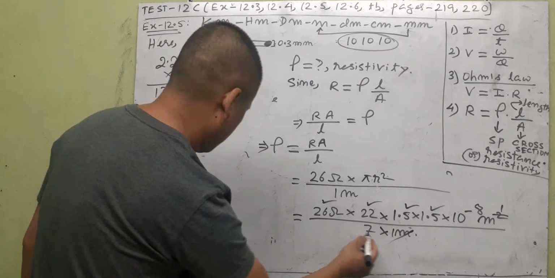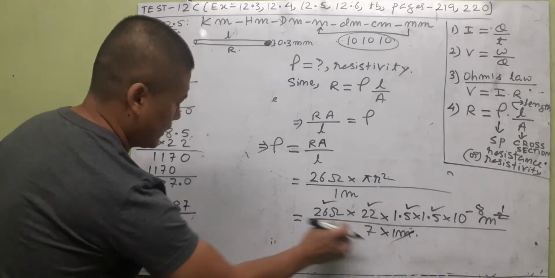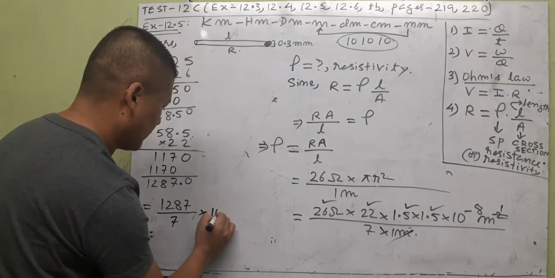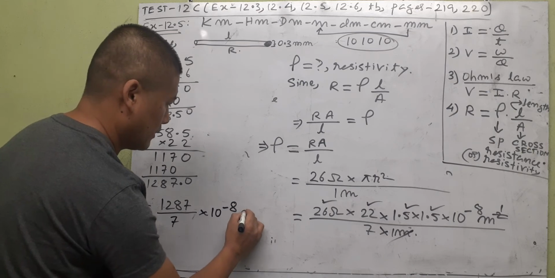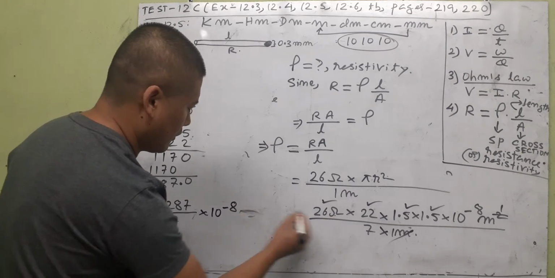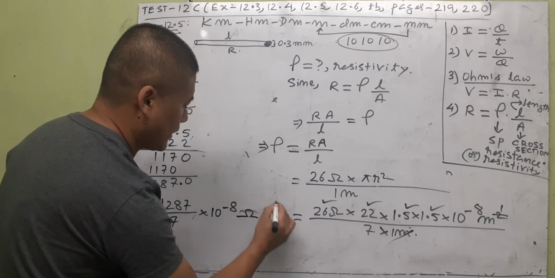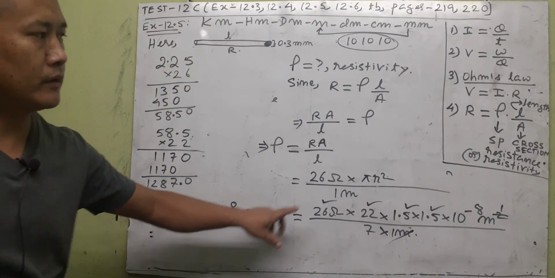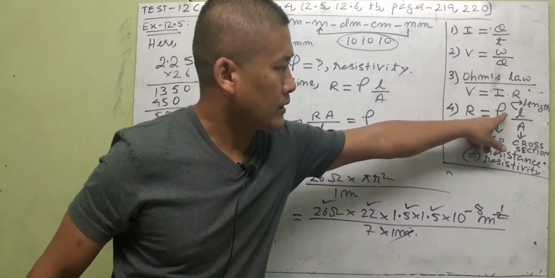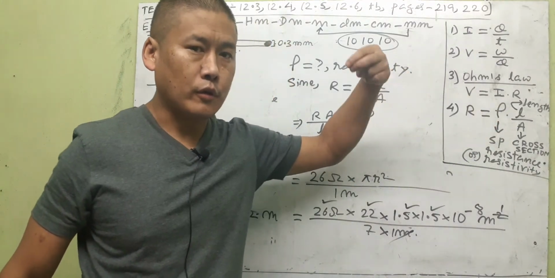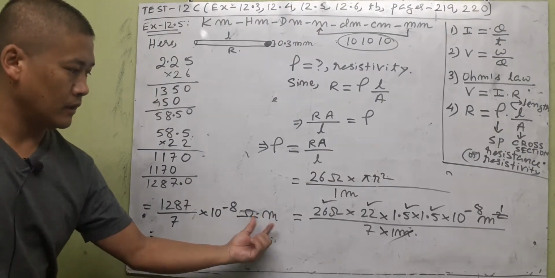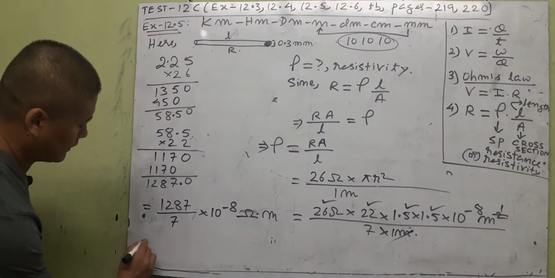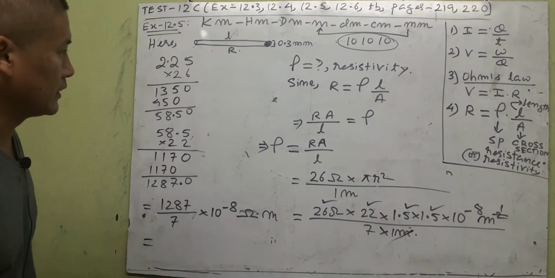So up to here, this is divided by 7, and only 10 to the power minus 8 is left, and then ohm is there. The SI unit of resistance is ohm. The SI unit of specific resistance is always ohm meter. So it's coming out correct. See here, ohm and meter. Now we have to divide this. It's a matter of doing it patiently, that's all.